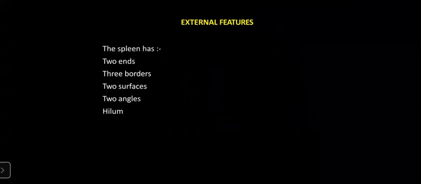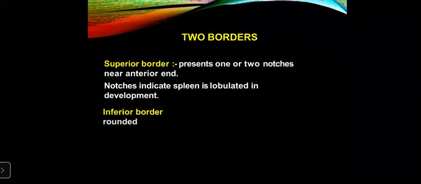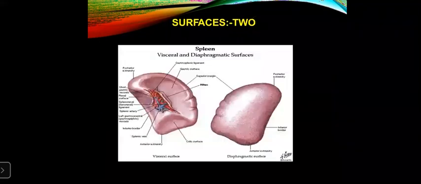The external features of the spleen: we have 2 ends, 2 borders, 2 surfaces, 2 angles, and the hilum. The anterior or lateral end is expanded, directed downward and forward, and reaches the mid-axillary line. The posterior or medial end is rounded, directed upward, backward, and medially, and rests on the upper pole of the left kidney. There are 2 borders, superior and inferior. The superior border presents 1 or 2 notches near the anterior end; the notch indicates the spleen is lobulated in development, while the inferior border is rounded.